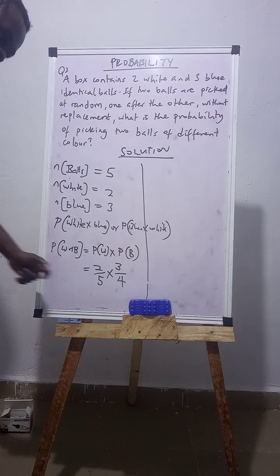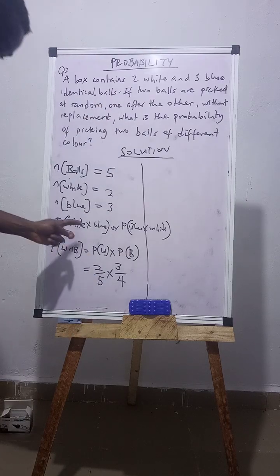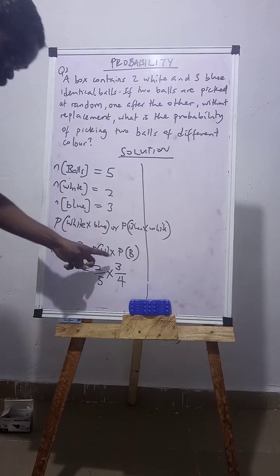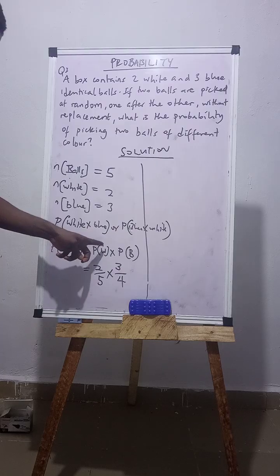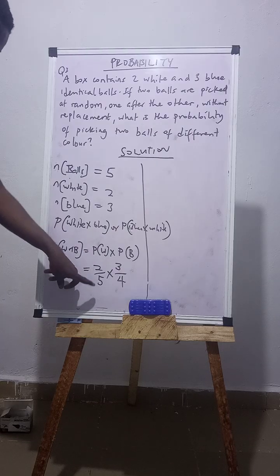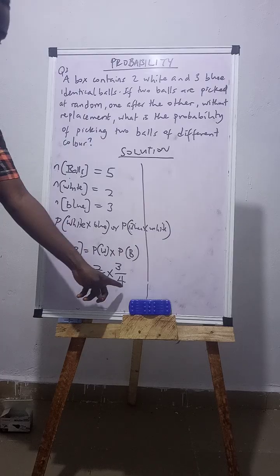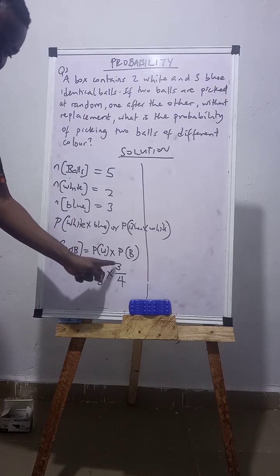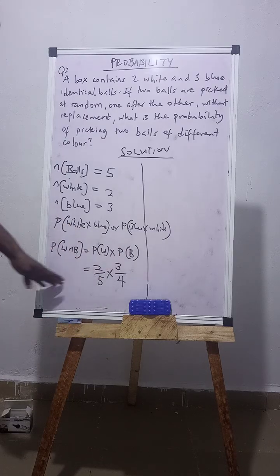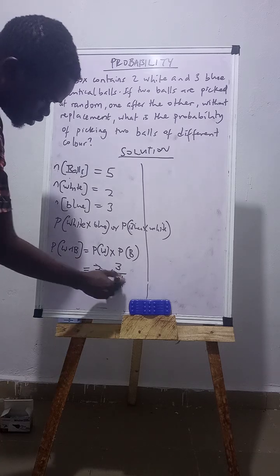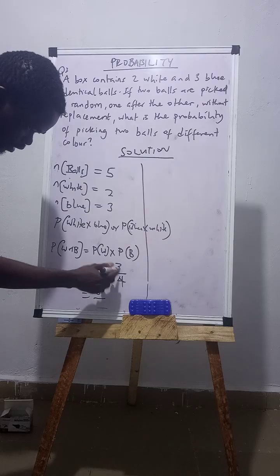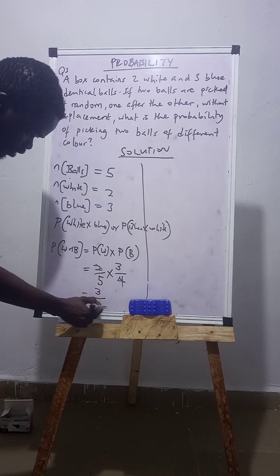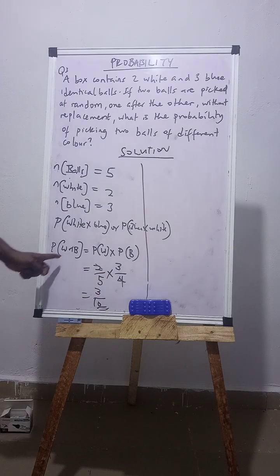What have I done? They said without replacement, which means once you pick, the one you picked was white the first time. So the white has reduced, and the total is now 4. But the blue did not reduce, so the blue remains 3 over 4. So this is what we have. Breaking this down gives us 3 over, 2 times 5 is 10. 3 over 10, that's the probability of picking white first before blue.